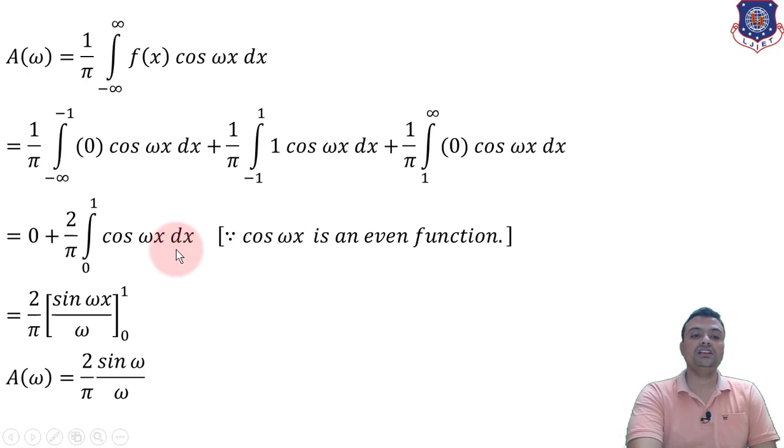Now if we take integration of cos omega x, it is sin omega x, and the coefficient omega will come in the denominator. Taking the limits 0 to 1 will reduce this value to 2 by pi, sin omega upon omega minus sin 0 upon omega. Sin 0 is 0, so my final answer is 2 by pi, sin omega by omega.